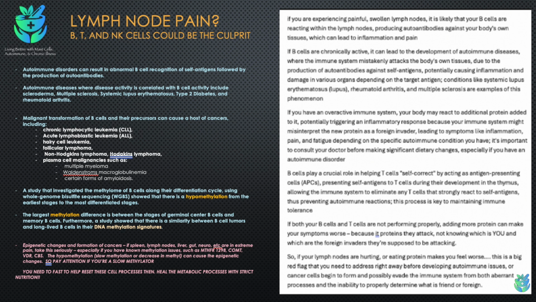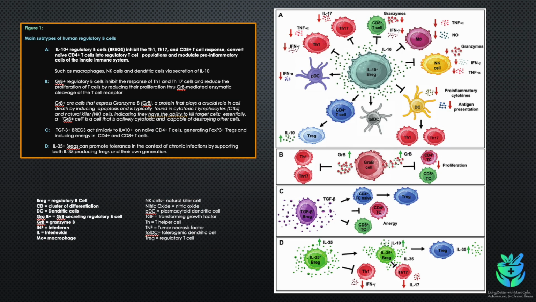So if your lymph nodes are hurting or eating protein makes you feel worse, especially if you have spleen pain, pancreas pain, pain in the right side as well, you want to take this seriously. This is a huge red flag that you need to address right away before developing autoimmune disorders, cancer cells begin to form, and possibly invade the immune system from both aberrant processes and the inability to properly determine what is friend or foreign.